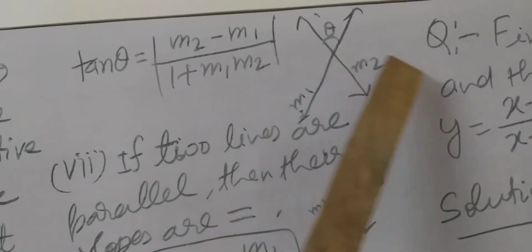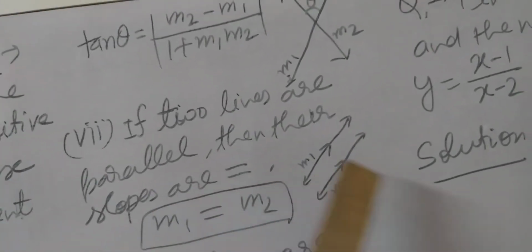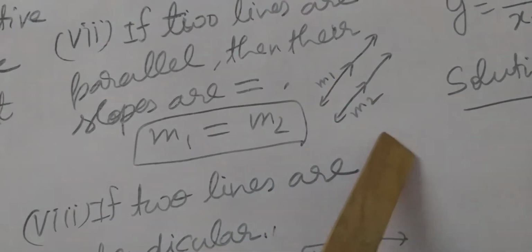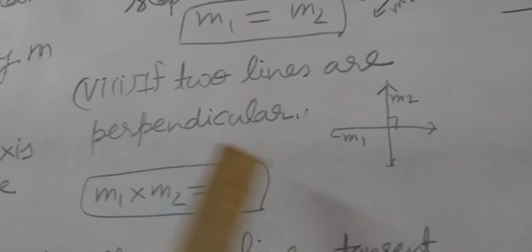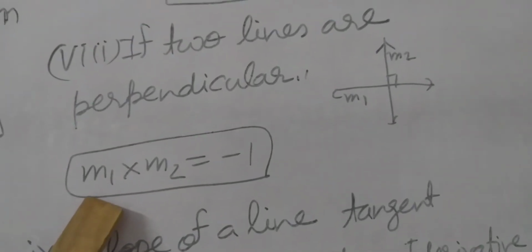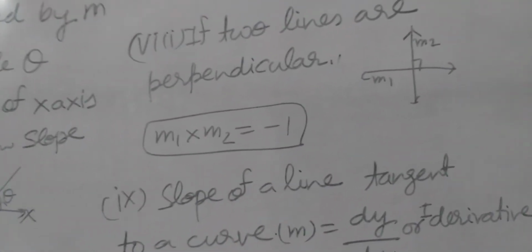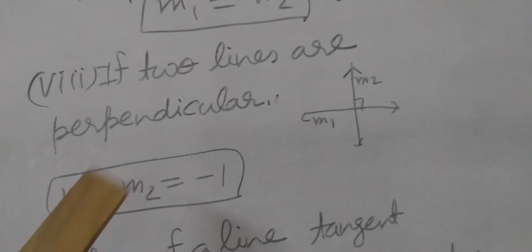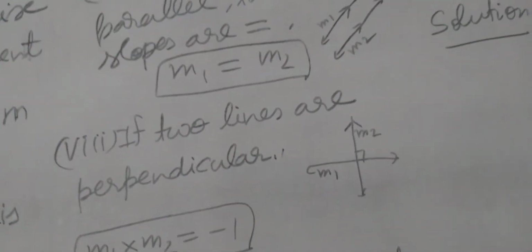Students, if these lines are parallel, then their slopes are equal, means m1 equals m2. If two lines are parallel, then their slopes are equal. Students, if two lines are perpendicular, then the product of their slopes equals -1. If two lines are perpendicular, then the product of their slopes equals -1.